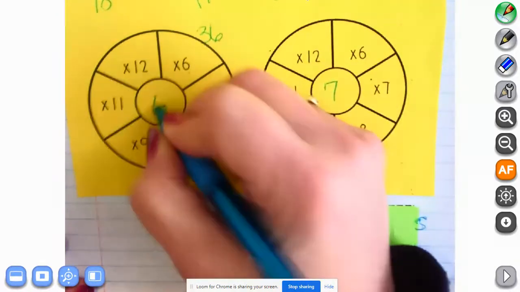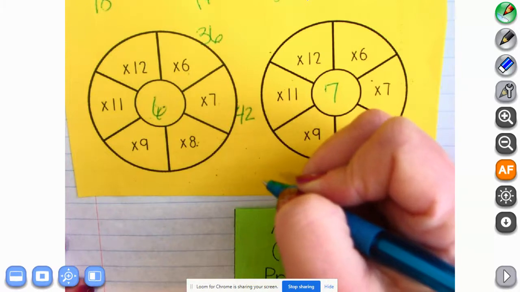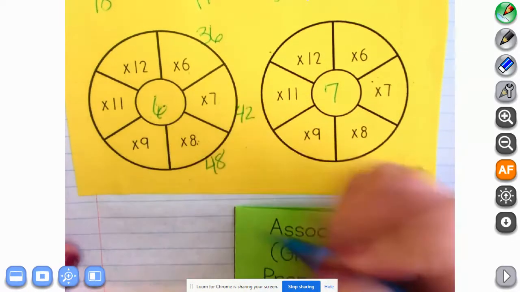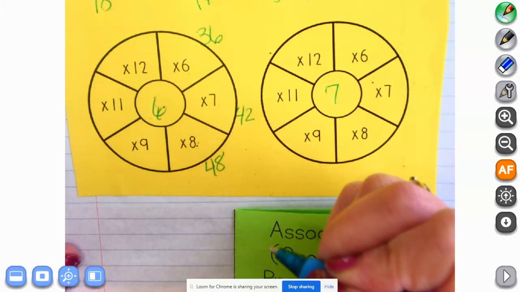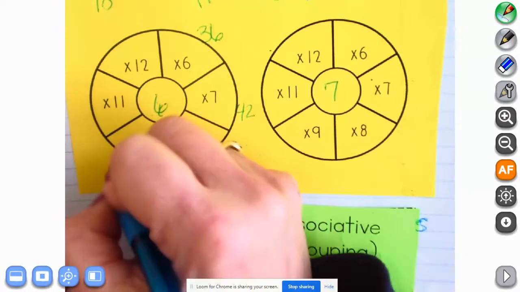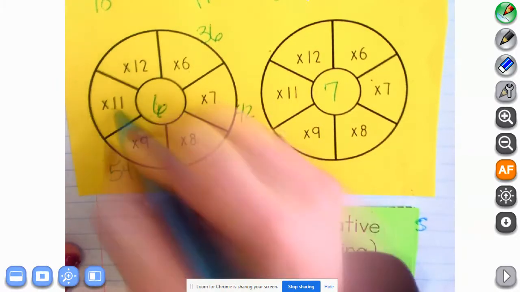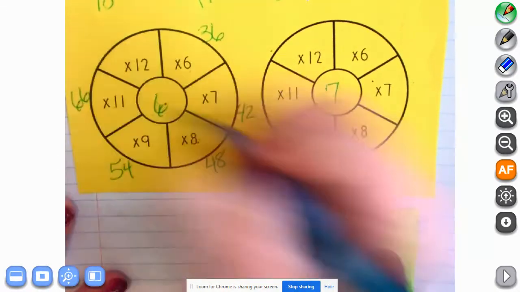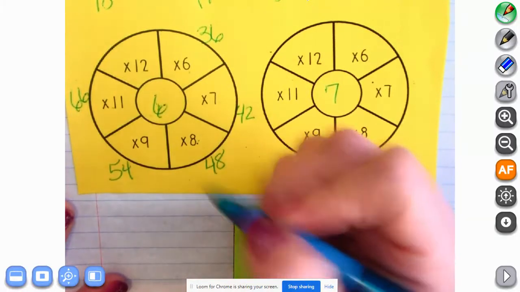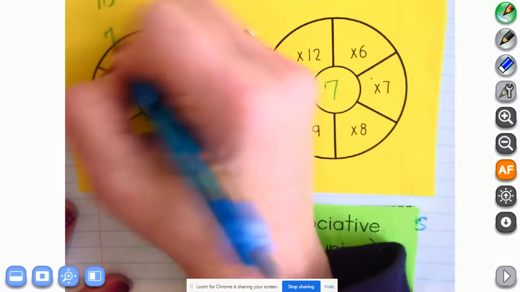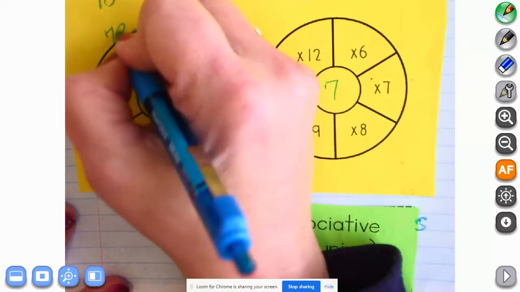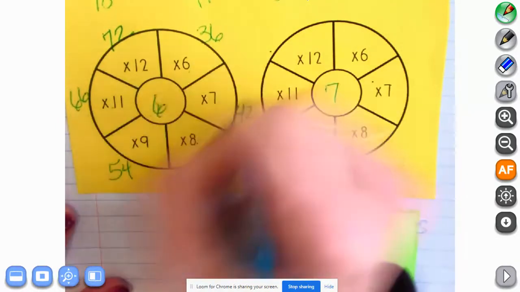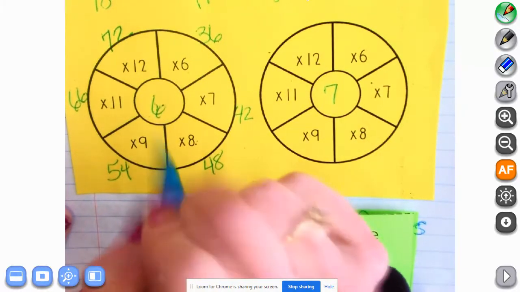42. 6 times 8, 48. 6 times 9, 54. 6 times 11, 66. And 6 times 12, 72. Okay. Make sure you have all of those written down. Push pause if you need to.